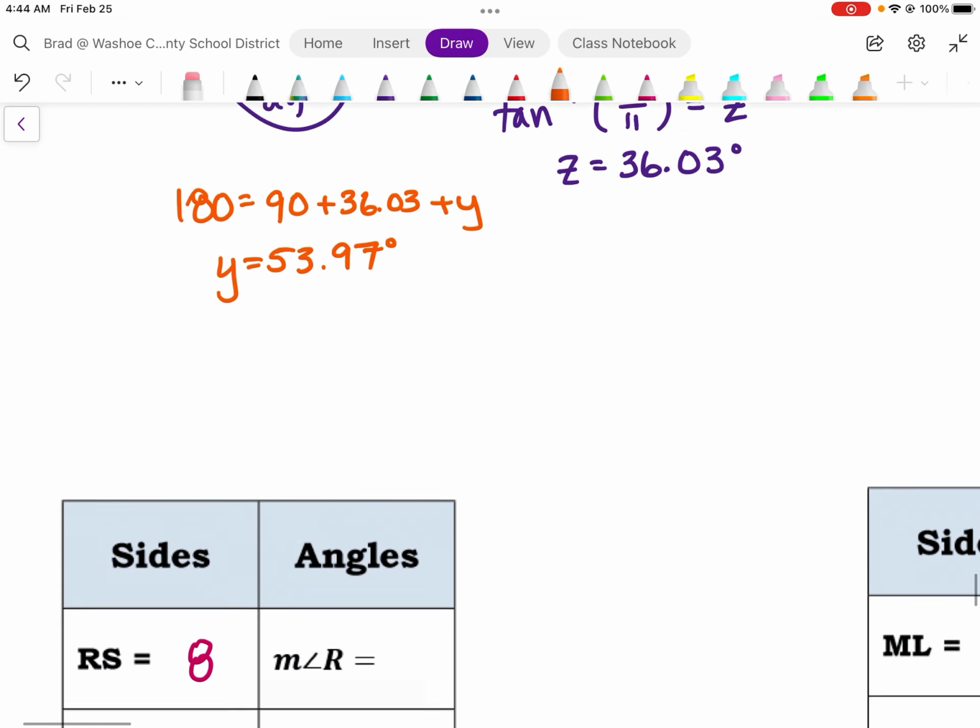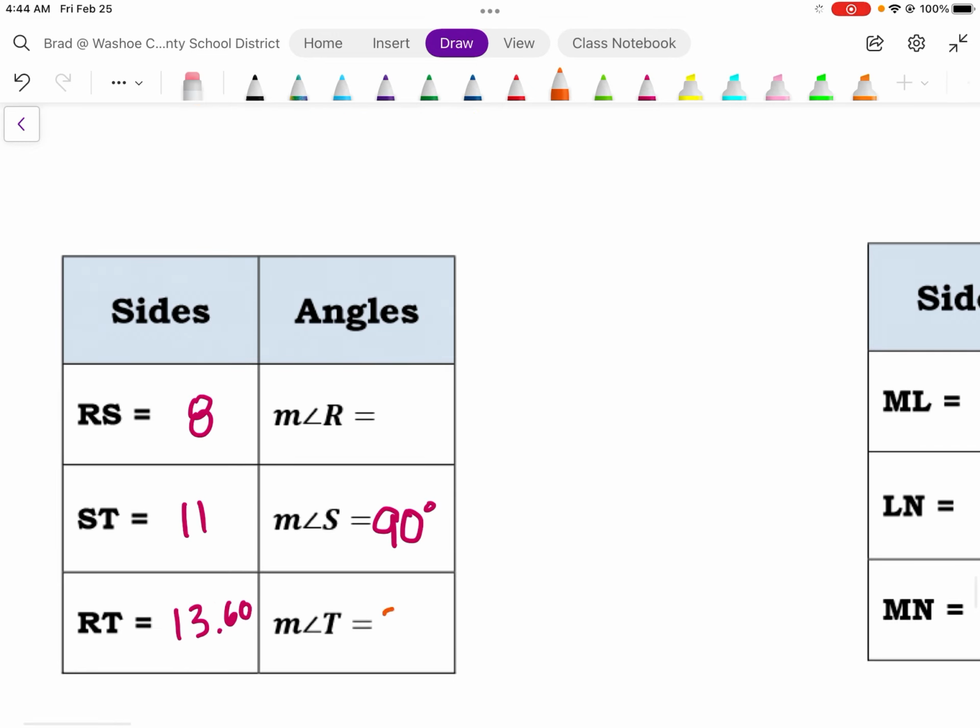So let's finish this up. T was 36.03, and then R was 53.97 degrees. So pretty easy peasy.